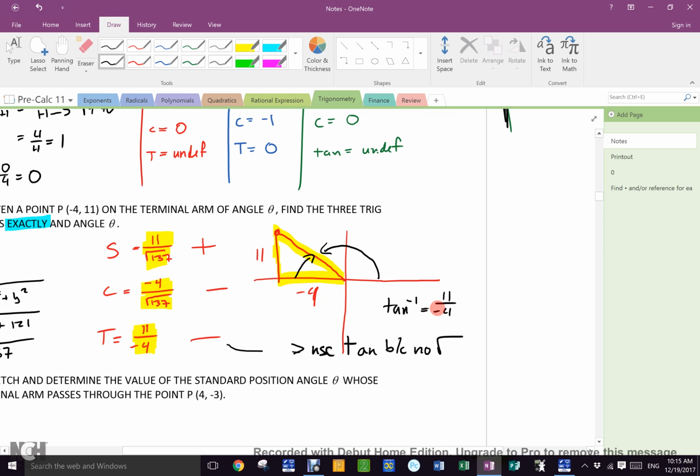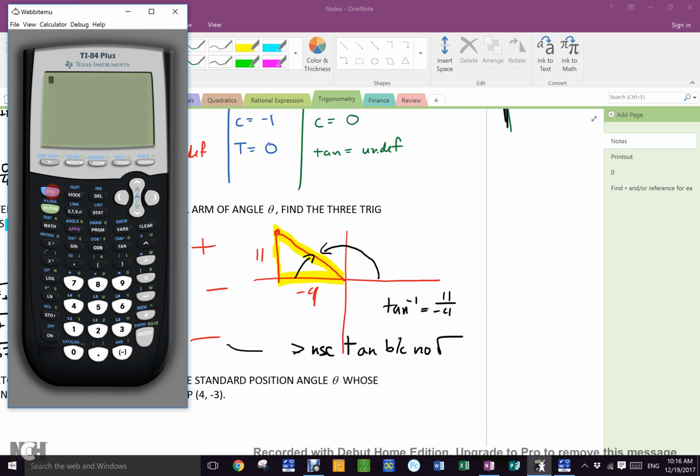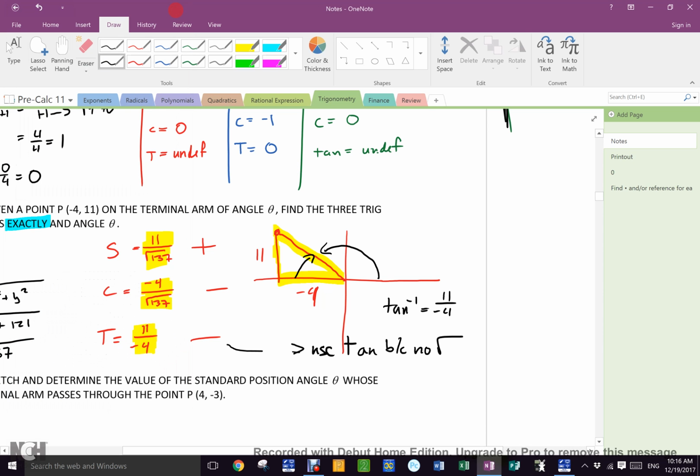You do shift tan of 11 divided by -4. Do you need to see it done? Shift tan 11 divided by -4. Close brackets, enter. -70. Everybody cool? All right. So there's only two angles associated with this terminal arm, yes? One of them went counterclockwise, so it's positive. -70 has to be here, doesn't it?